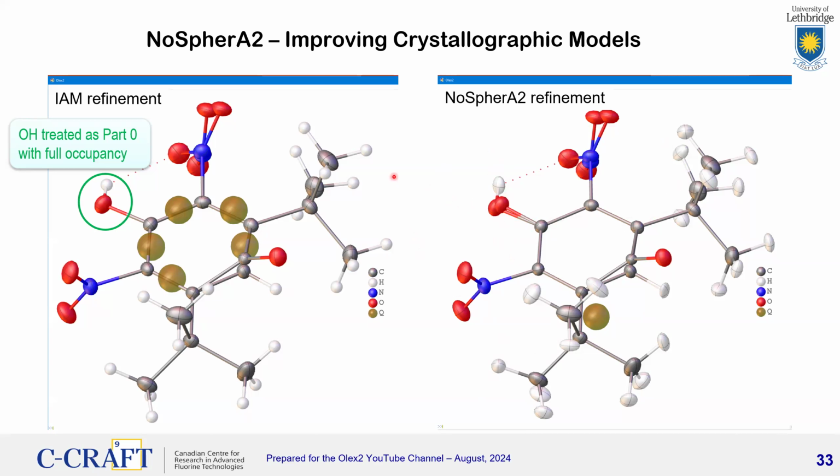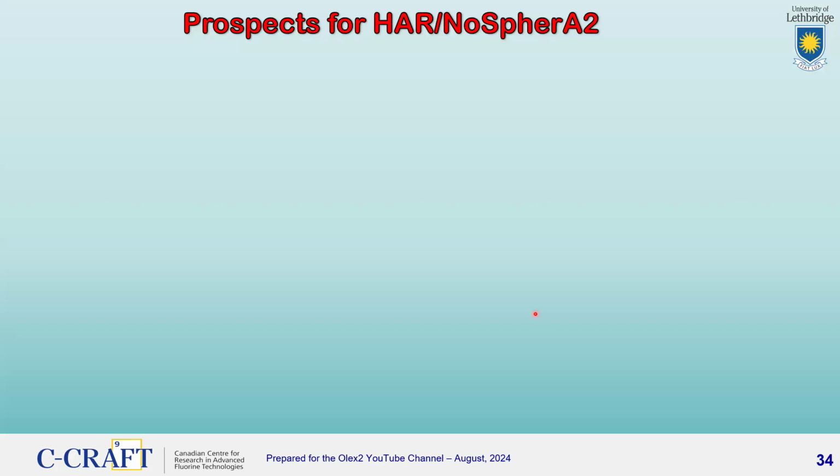The point is that the precision of NoSpherA2 and the accuracy induced by the quantum mechanical calculations actually improved the quality of my crystallography. I became a better crystallographer for this structure model because I had paid attention to the quantum mechanics and got the disorder model more correct.